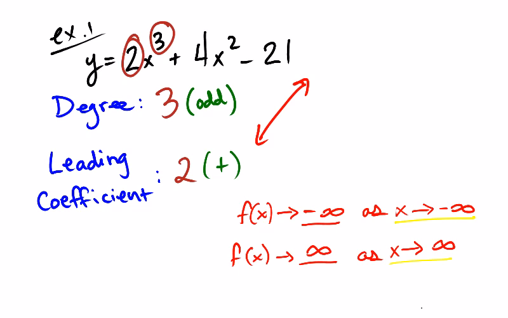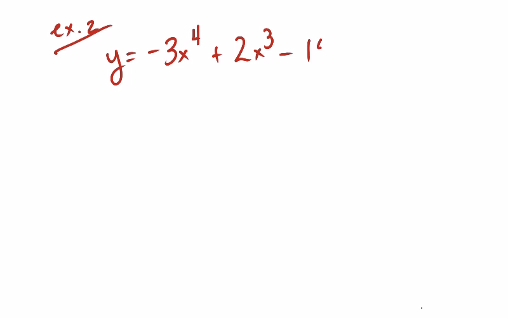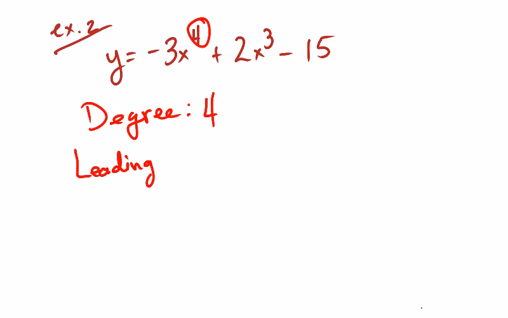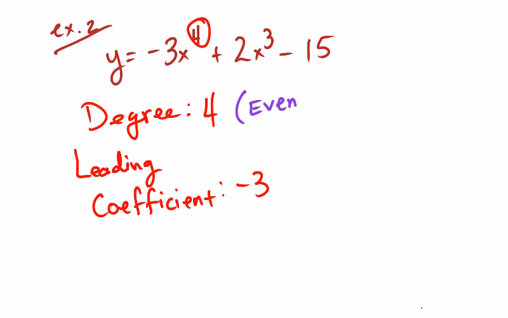Let's do an even one. So for example 2, let's use y equals negative 3x to the 4th plus 2x to the 3rd minus 15. The degree of this polynomial is the highest exponent, and in this case it would be 4, and the leading coefficient in this problem is negative 3.